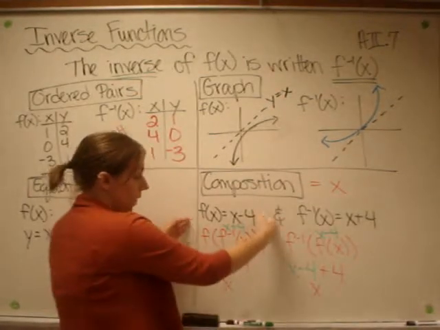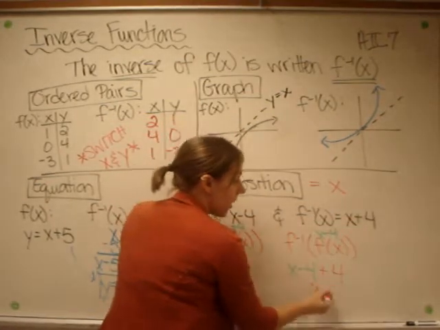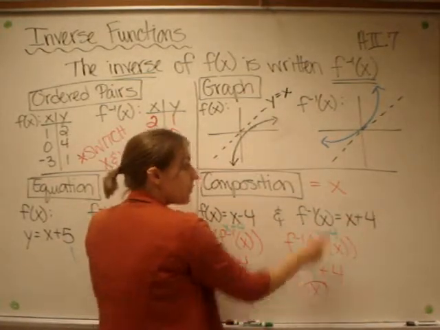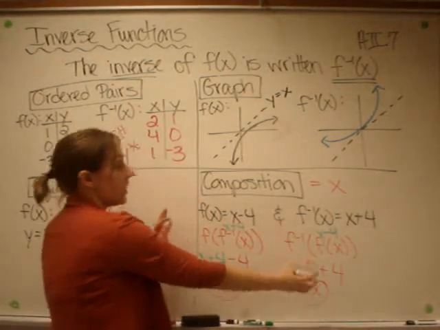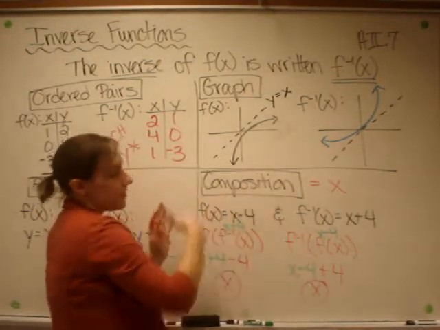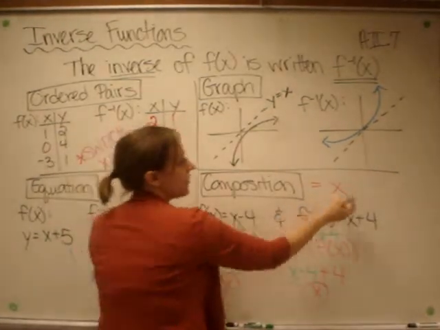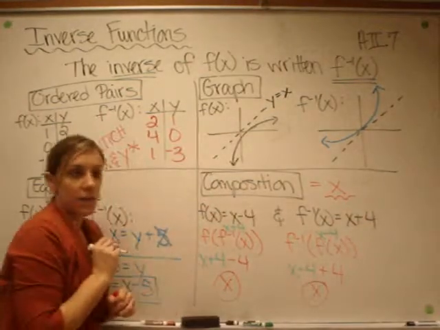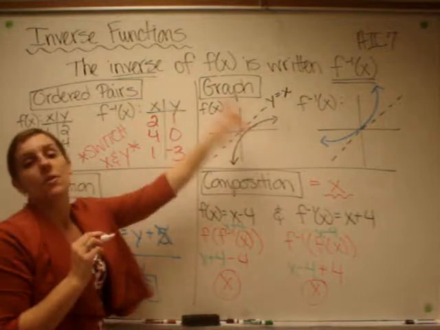Since I did it one way, I got x. Since I did it the other way, I also got x. So that proves to me that these are inverses, because when we do one composite into the other and in reverse, they all work out to an x. And that's always what you're going for when you're using composite functions with inverses.